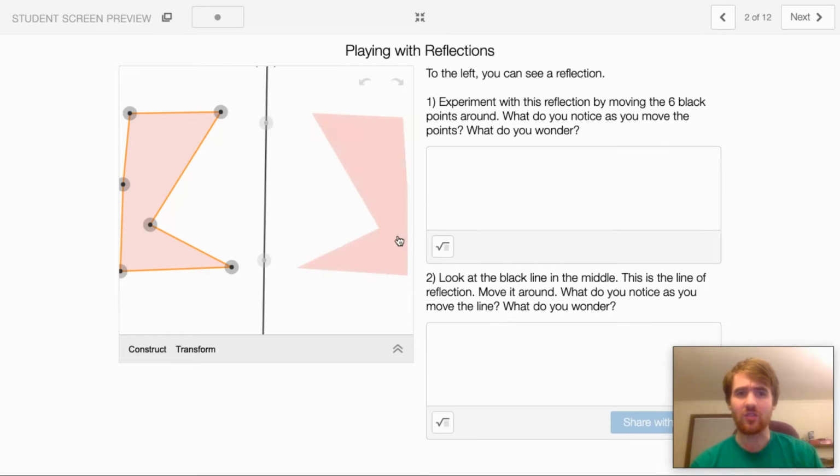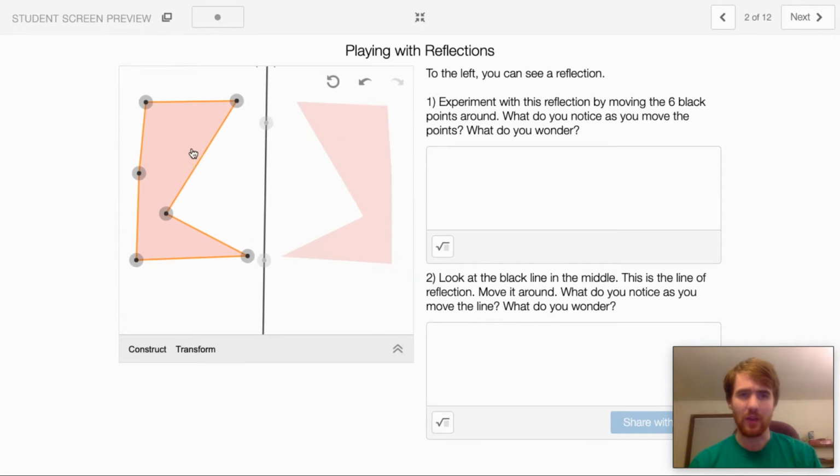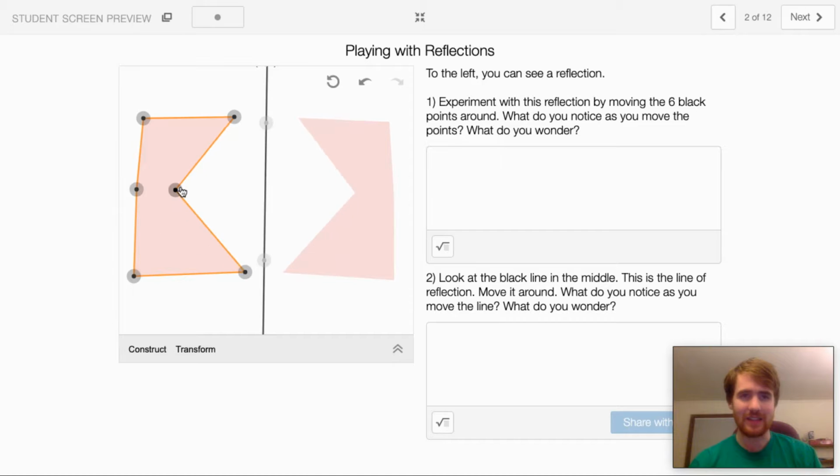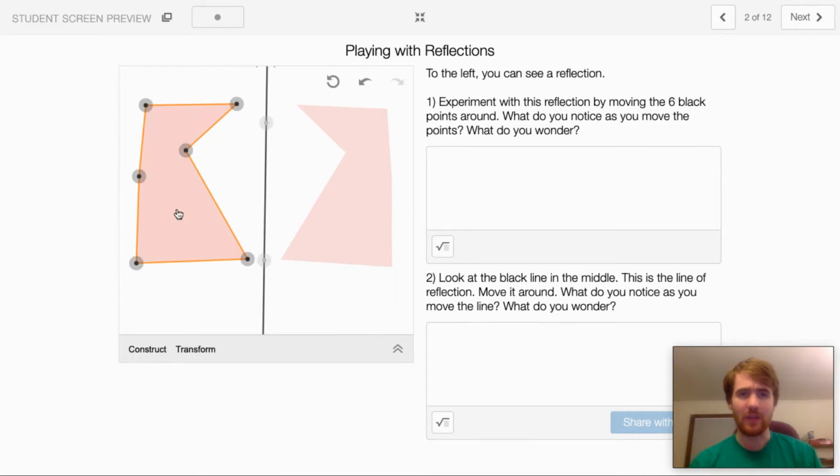So what is a reflection? A reflection is when we take a figure and it's flipped across some line. As you can see, we've got this weird figure, I guess it's got 6 sides, and it is being flipped across this black line in the middle, right? Whatever we do on this side, it's being mirrored on the other side. Reflections are just like a mirror.